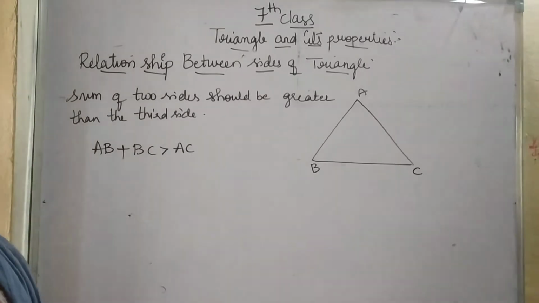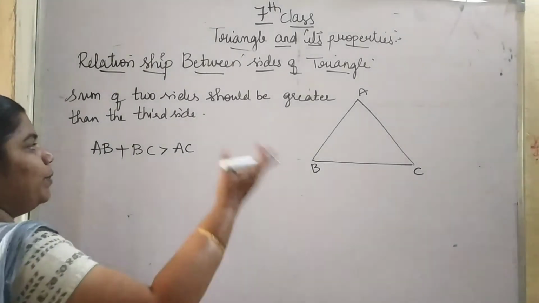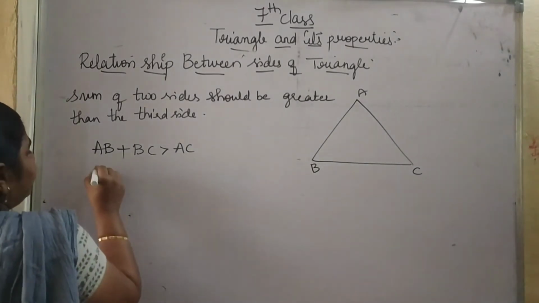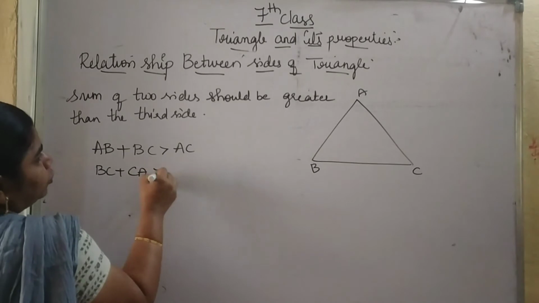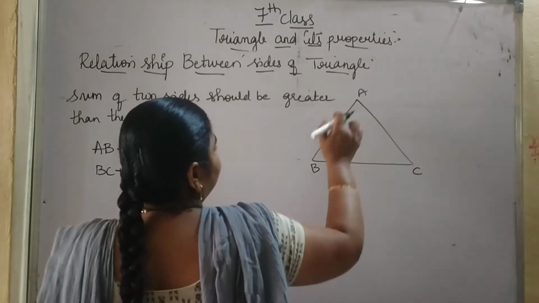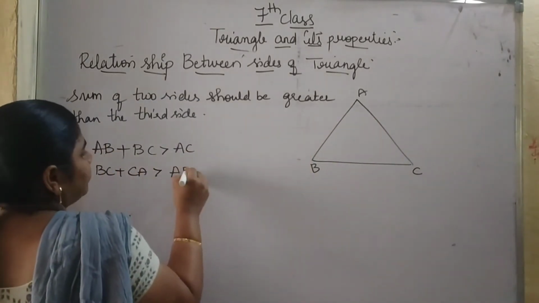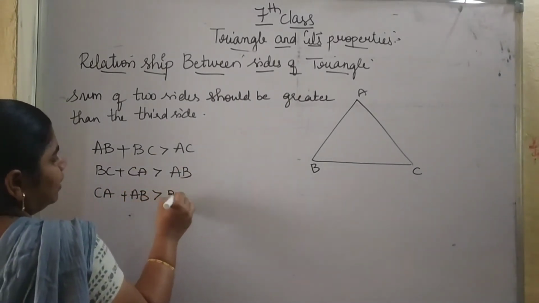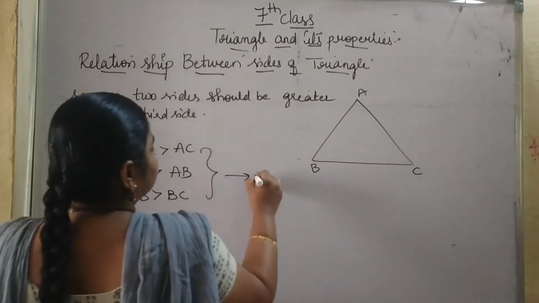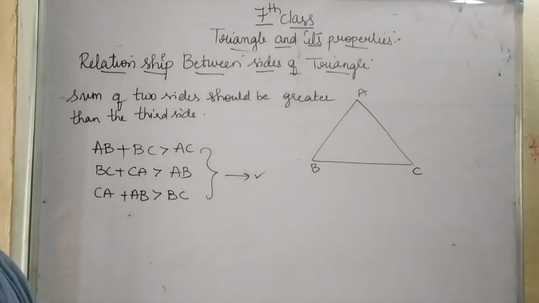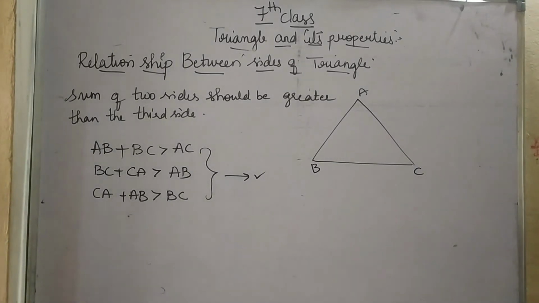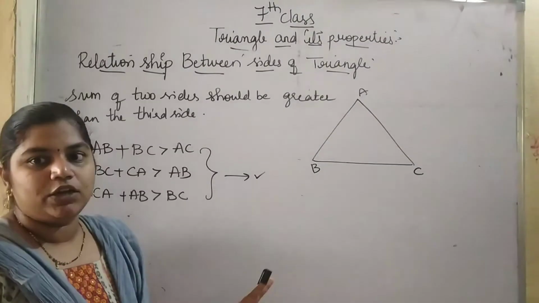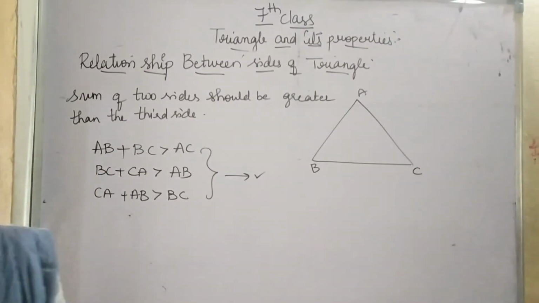So if this condition is satisfied, a triangle will be formed. Like that, we can write three different conditions. Next is BC plus CA should be greater than the third side, that is AB. Next, CA plus AB should be greater than BC. Whenever these three conditions are satisfied, a triangle will be formed. So what is the relationship between the sides of a triangle? The sum of two sides should be greater than the third side. Then only a triangle will be formed.